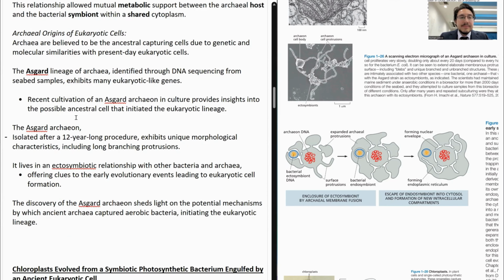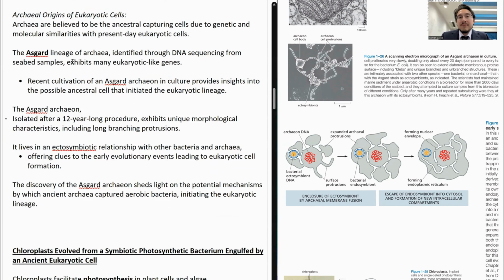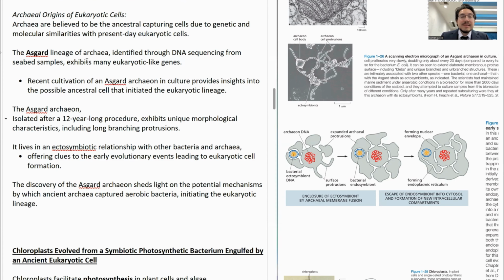So, in terms of that archaeal host, the archaeal origins of eukaryotic cells: Archaea are believed to be that ancestral capturing cell, and the reason for that is the genetic and molecular similarities to present day eukaryotic cells. And of the lineages of Archaea, the Asgard lineage is the most similar in terms of DNA sequencing, due to samples on seabeds that have sequences similar to eukaryotic DNA.